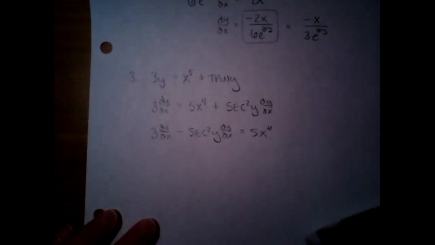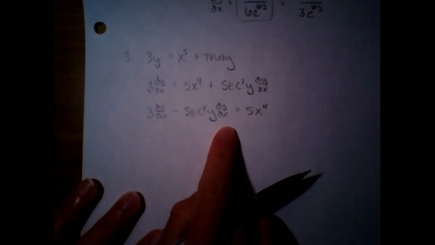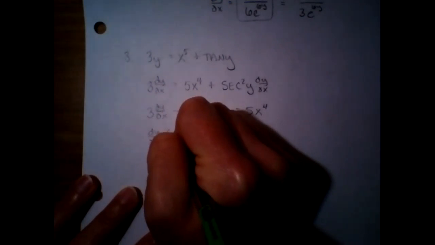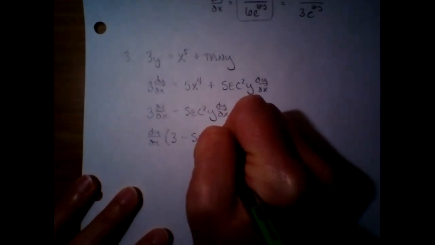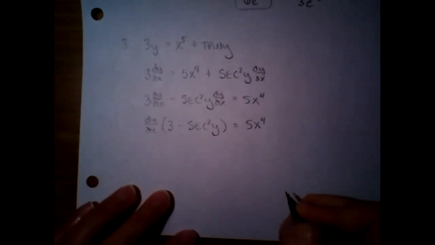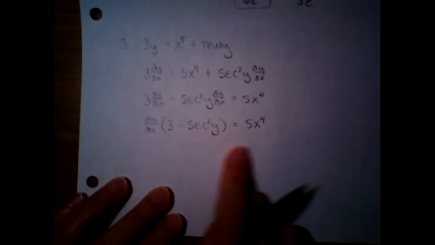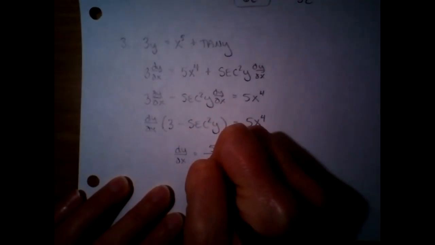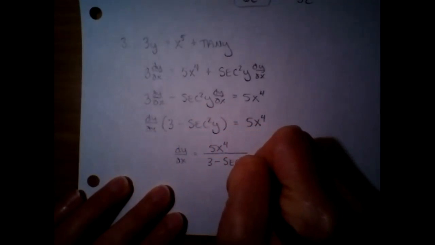Okay. And then since those are now both on the same side, I'm going to factor out the dy/dx. So it's greatest common factor. And then last step, we're going to divide all of that to the other side. So dy/dx equals 5x to the fourth over 3 minus secant squared of y.